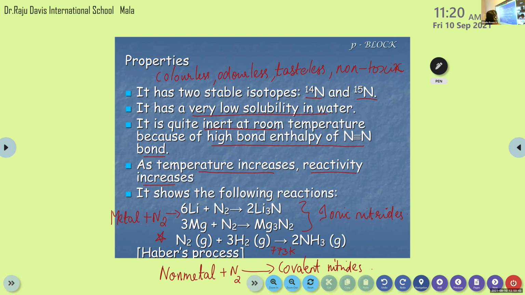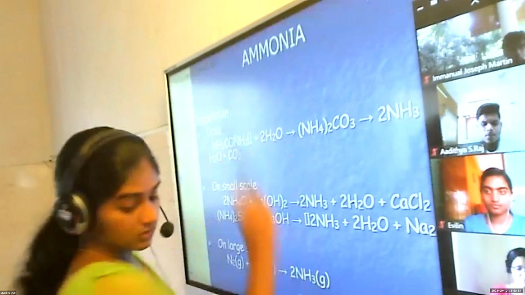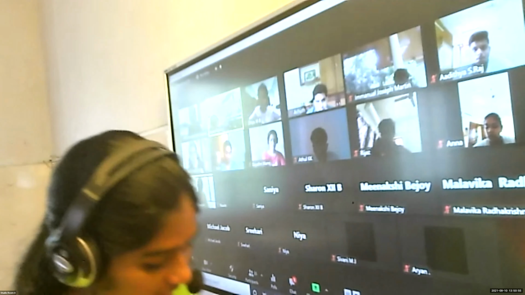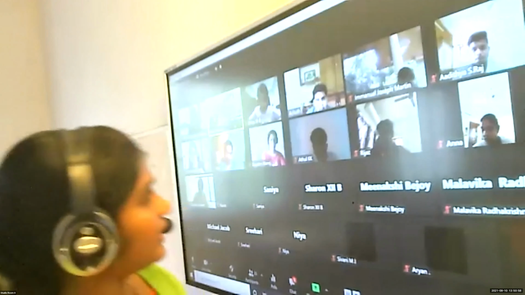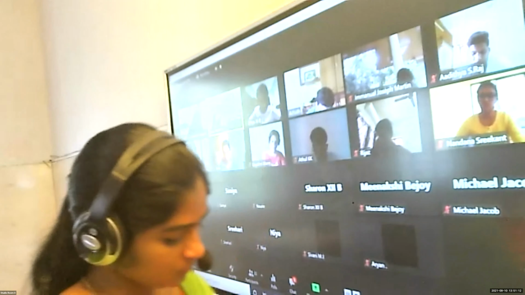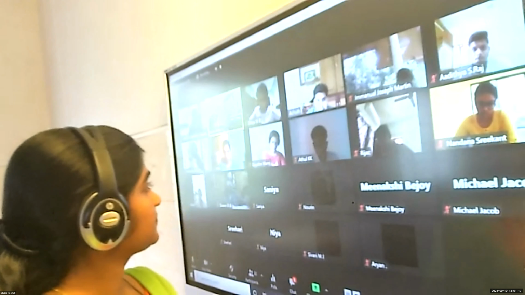Okay, I think next one is ammonia. Before that, we have to discuss the uses of dinitrogen. Who will read that? Like in the properties, you mentioned the freezing point and boiling point. That's also important: low freezing and boiling point. Can you read, Adul, the uses of dinitrogen?